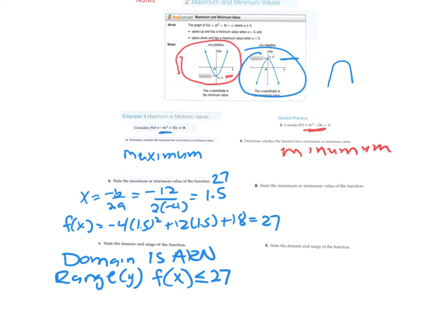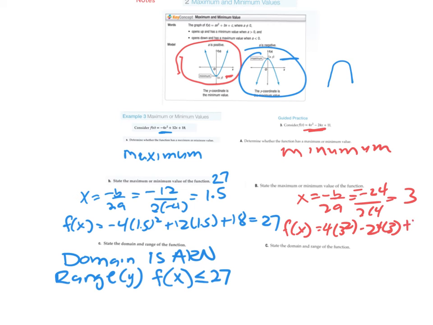Now to find that value, we're going to do our x equals negative b over 2a. And in this case, we'll end up with negative negative 24 over 2 times 4, which will end up as a positive 3. And then if we substitute that back into the equation, 3 squared minus 24 times 3 plus 11, we're going to end up with negative 25, which makes sense because we have a minimum. So our minimum value is negative 25.